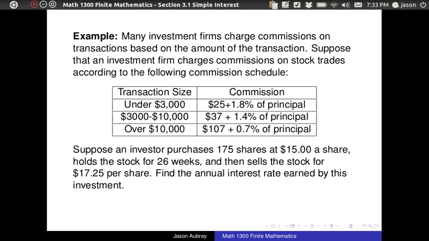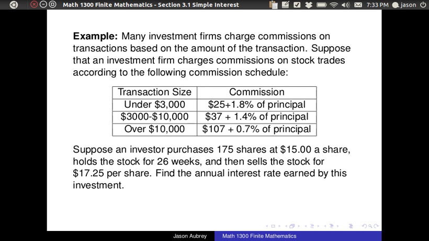Here's an interesting type of problem. It has to do with computing the actual interest rate that you earn on an investment if you take out the commissions that you have to pay to your stockbrokers. Many investment firms charge commissions based on the amount of the transaction. So you ask your stockbroker to buy you some stock. He'll buy you some stock, but you have to pay a commission, and that commission amount is based on how much you want to buy. You want to sell your stock? Great, your stockbroker will sell it for you, but you have to pay him a commission again. So with these commission-based transactions, they get you coming and going. They get you when you buy the stock, they get you when you sell the stock.